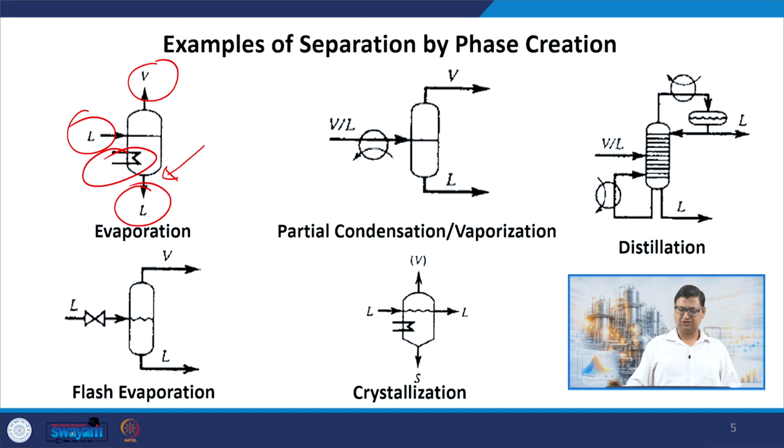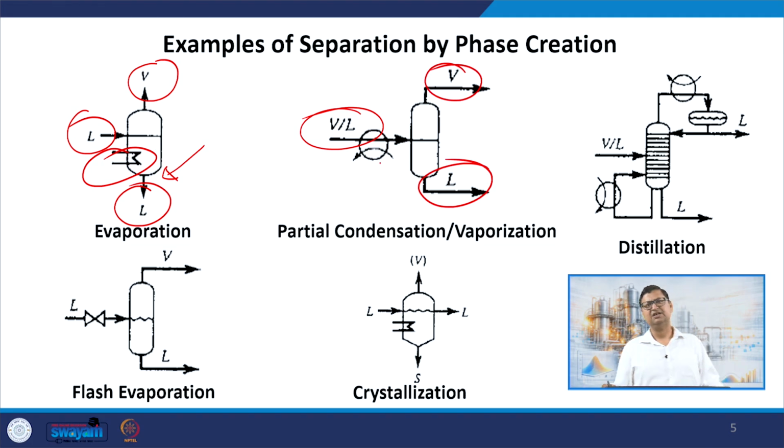And in that case, you can have, for example, a vapor or a liquid input, and there is a partial vaporization. It is not a complete separation by evaporation, but again, we are forming a vapor phase and a liquid phase. The difference is that we are not completely able to separate the component. It is not that one component is completely non-volatile, right?